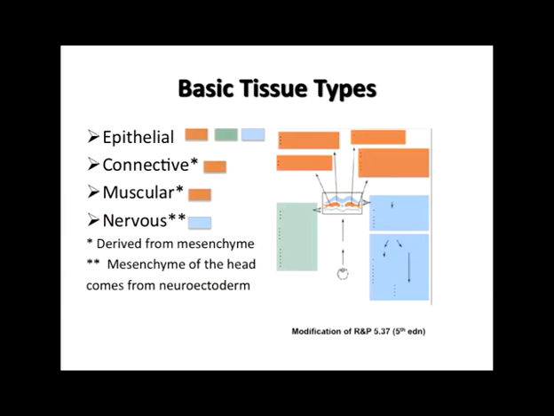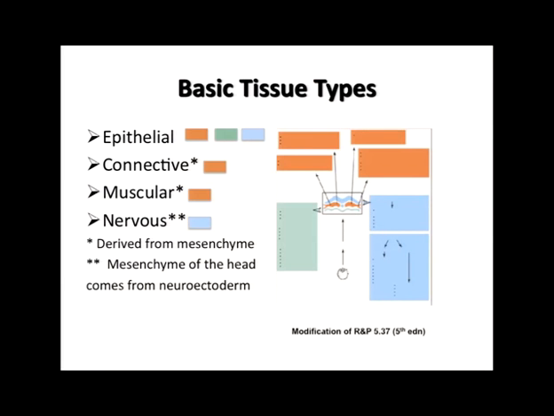In terms of the basic tissue types, there are four, two that we'll deal with today, and then two, the muscular and nervous tissues, which will be dealt with by Dr. Bongazon next week. Epithelial and connective tissues both get classified based on morphology, whereas the muscular and the nervous tissues are classified according to their function, i.e. contractility or the ability to conduct an impulse.